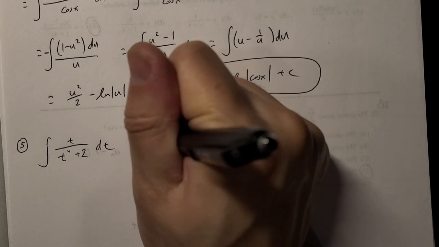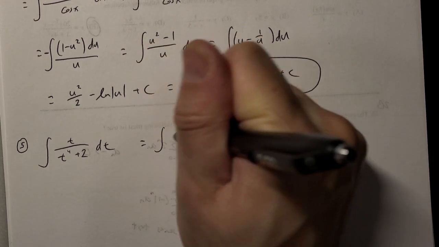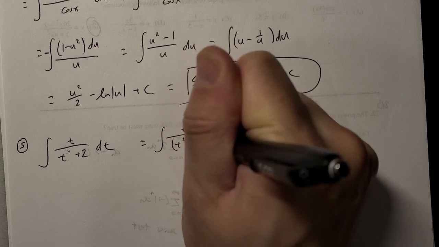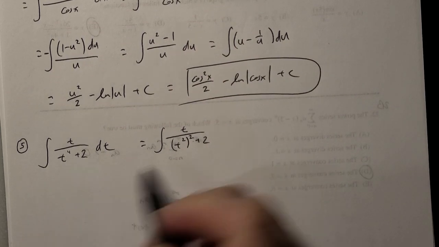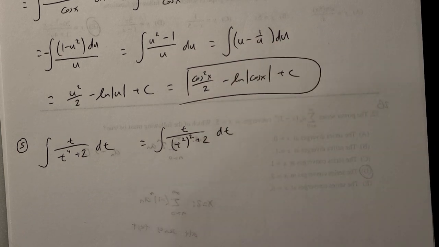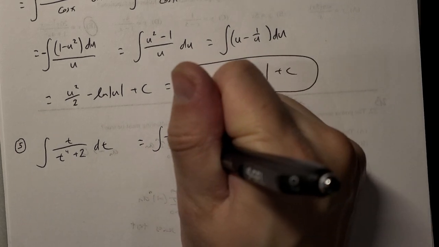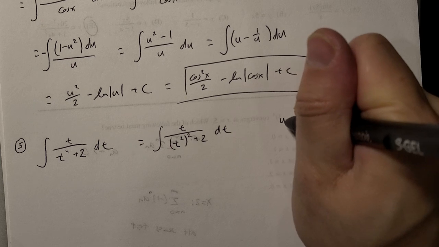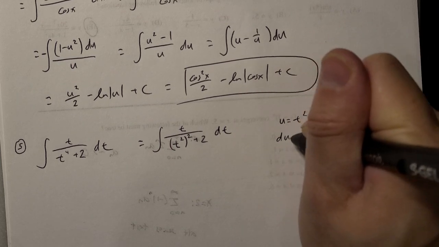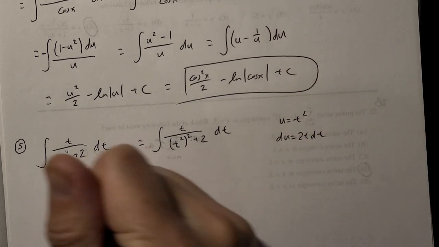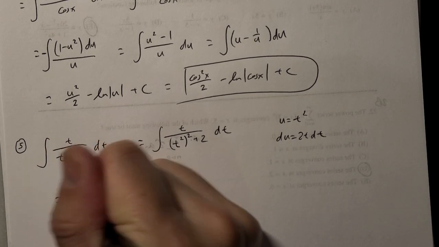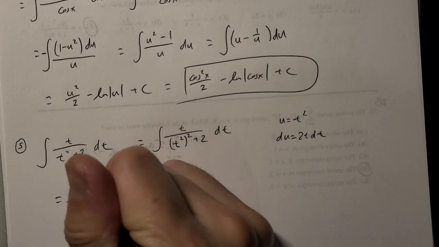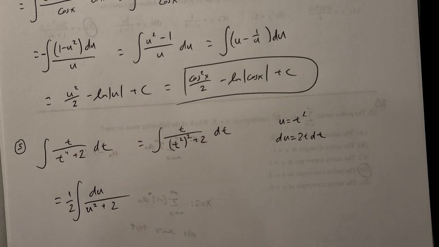But actually, let me rewrite this as t over t squared, squared, plus 2, which is the same thing as t to the 4th. Let me not forget the dt. So now, hopefully you can see a much better substitution. u is t squared, du is 2t dt. So our integral becomes, well, t dt is du over 2, so half du over u squared plus 2.